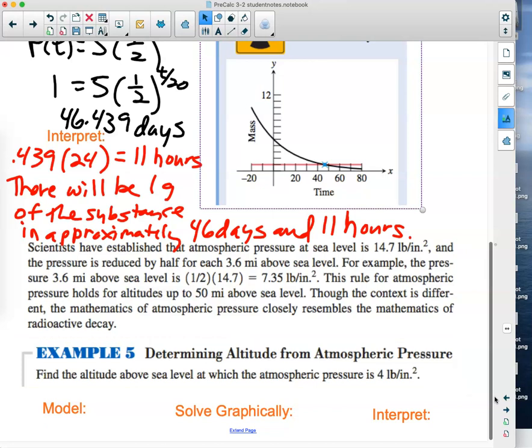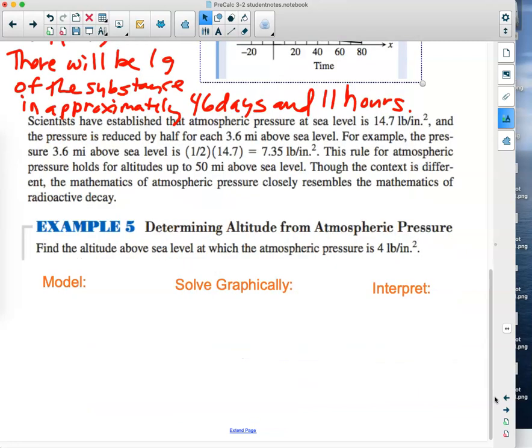So scientists have established that atmospheric pressure at sea level is 14.7 pounds per square inch, and the pressure is reduced by half for each 3.6 miles above sea level. For example, the pressure 3.6 miles above sea level is half of 14.7, which is 7.35 pounds per square inch. This rule holds for altitudes up to 50 miles above sea level, though the context is different. The mathematics of atmospheric pressure closely resembles the mathematics of radioactive decay. So it's a lot like half-life, is what they're saying. It's very similar to that.